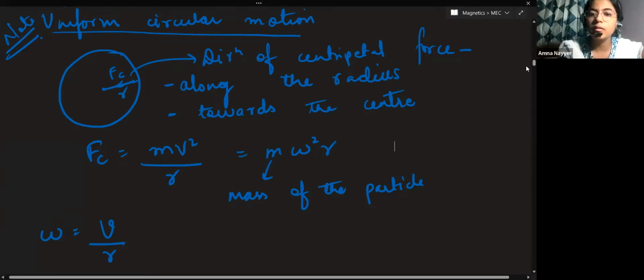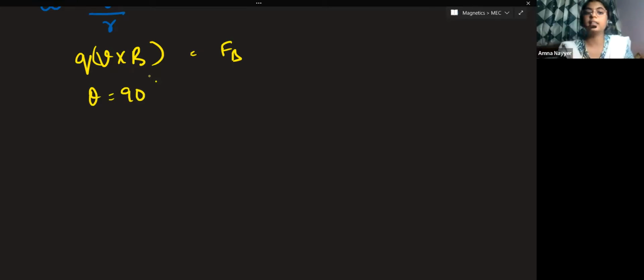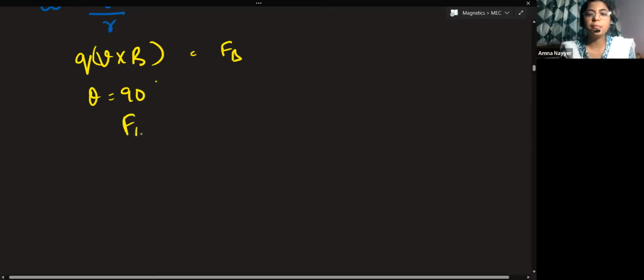Now, what is the angle? qvB, q v cross B, is what? It is the magnetic force. So theta will be 90 degrees. Why? We are taking the case where the particle is perpendicular to the magnetic field. So the angle becomes 90 degrees. So F_B becomes qvB. Fine. Now, centripetal force is what? mv square divided by r.